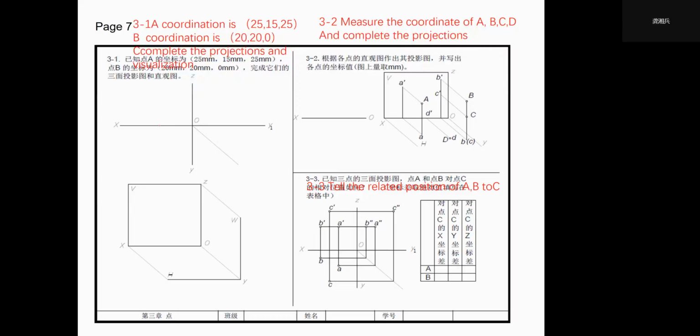B. X position is 20. Y position is 20. So B is there. Z position is 0 here. B is 0 on the Z position, so it should be on the line here. So B is there.